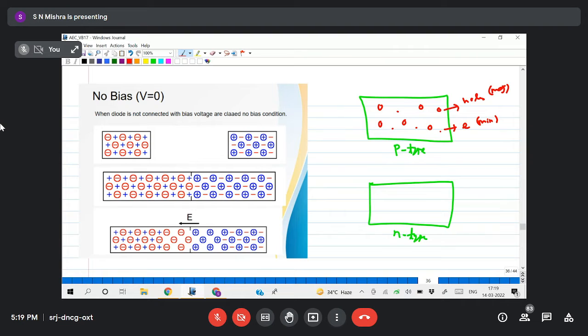What type of ions will I find? Positive. P type means what type of impurity am I adding? Acceptor or donor? Acceptor. So when it accepts one electron, does it become a positive ion or negative ion? Positive. Negative. After explaining everything, you are saying positive.